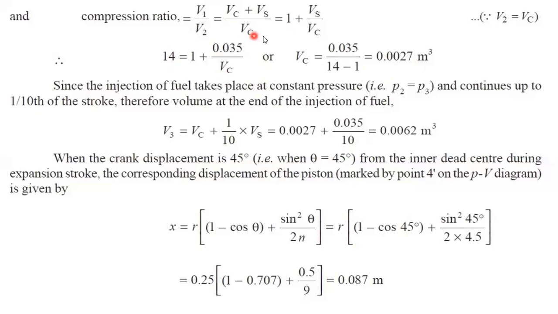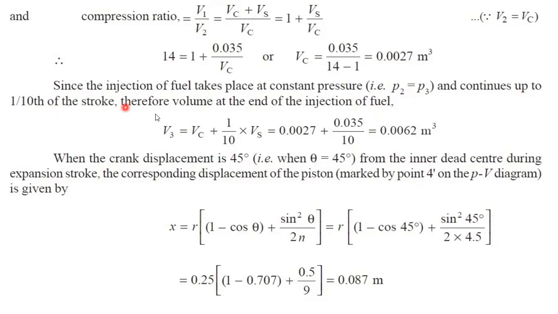Here V2 is equal to Vc. We have clearly mentioned here also. Since the injection of fuel takes place at a constant pressure, as I told earlier, P2 will be equal to P3 and continues up to 1/10 of the stroke. So these lines are given in the question itself.